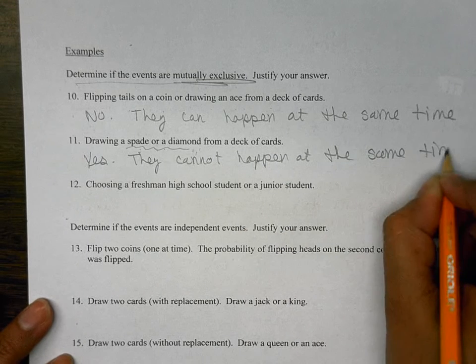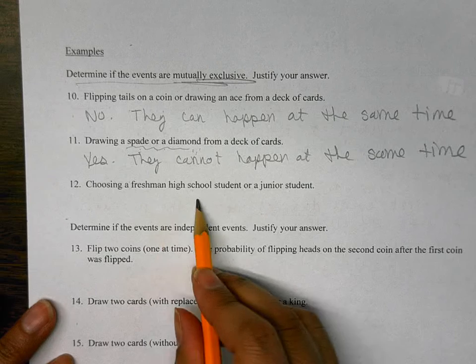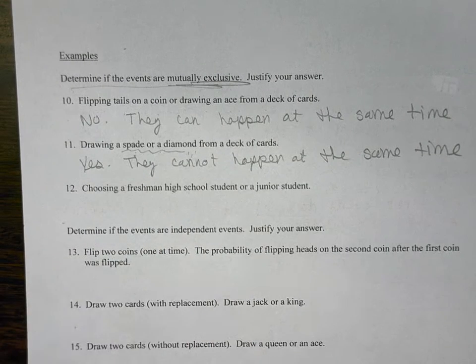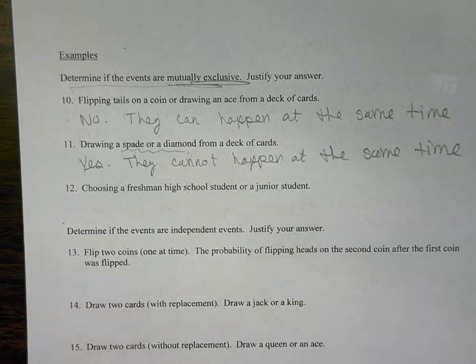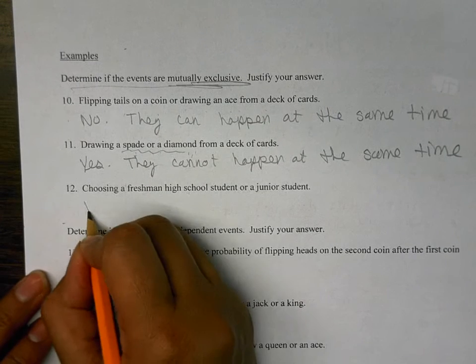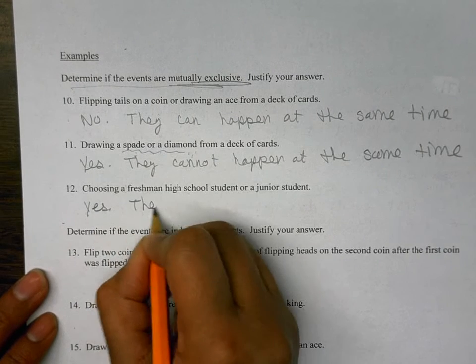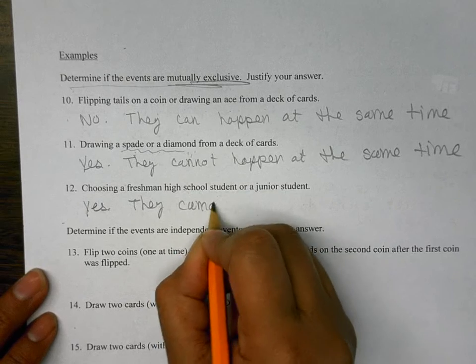A student: you're choosing a freshman high school student or a junior. You're picking one kid. Can they be a freshman and a junior at the same time? No. So is this mutually exclusive? Yes. Again, they cannot happen at the same time.